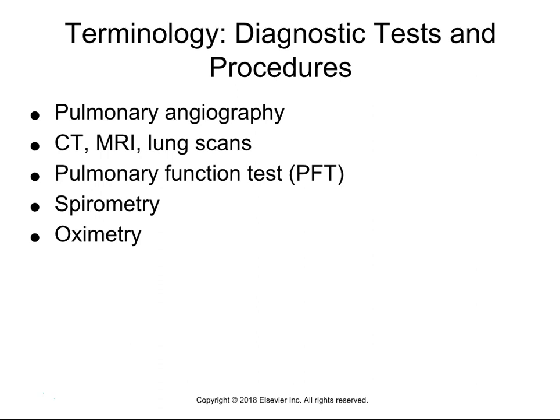A lung scan. A lung scan uses radioactive material to test blood flow or air distribution in the lungs. So it's a radioactive material to test blood flow or air distribution in the lungs. This can be helpful in diagnosing pulmonary embolisms.